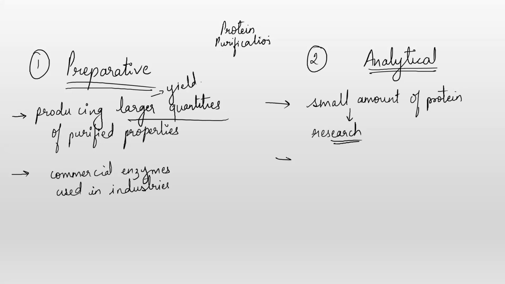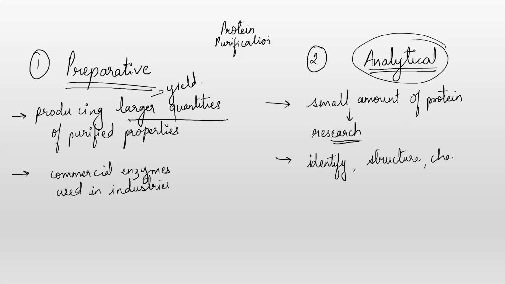So why is the analytical approach to protein purification important? First, you will get a small amount with which you can research the protein, do further studies in the lab on small quantities, and based on this you can identify the protein. Then you can study the structure in detail and characterize it. If there are any post-translational modifications possible, you can study that on a smaller quantity of the protein. And then the function.